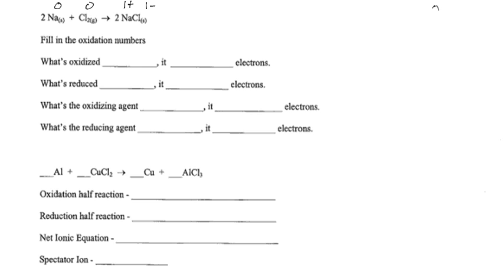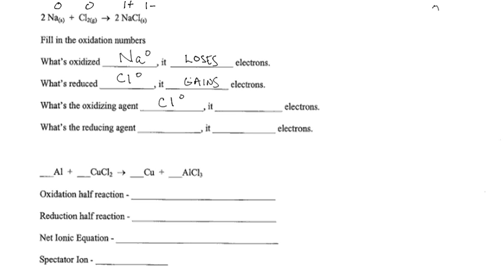Chlorine is -1. What's oxidized? Na0 goes up to +1. Since it's oxidized, it loses electrons. Cl0 is reduced. It gains electrons. The oxidizing agent is the opposite thing. So since Cl0 was reduced, it is the oxidizing agent.